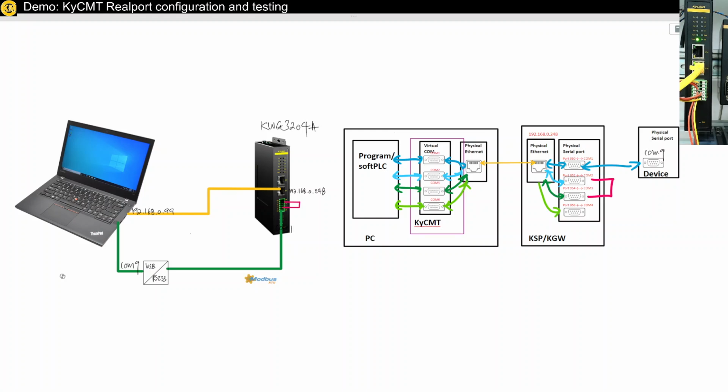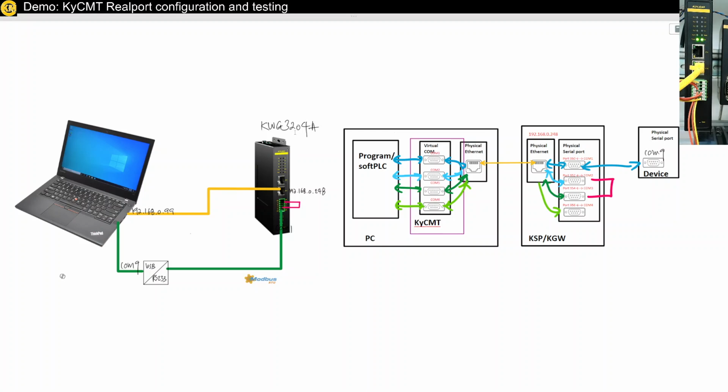Okay, this is a video to demo KyCMT Realport configuration and testing. So with me, if you take a look at my screen now, I have a laptop and I have an Ethernet connection to this KWG3204A, to the first port. Over here is a serial communication port.